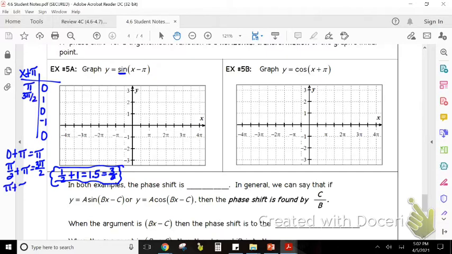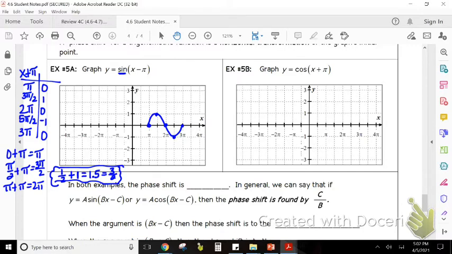So pi plus pi is 2 pi. And then I would take my 3 pi over 2 plus pi, which is going to give me 5 pi over 2. And then 2 pi plus pi is 3 pi. And we can just graph that. Okay. And the same thing with the cosine one. We're just going to subtract the pi from it.